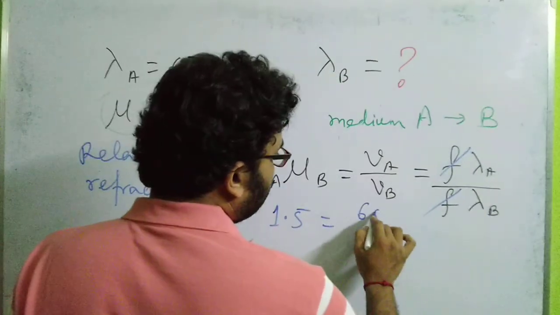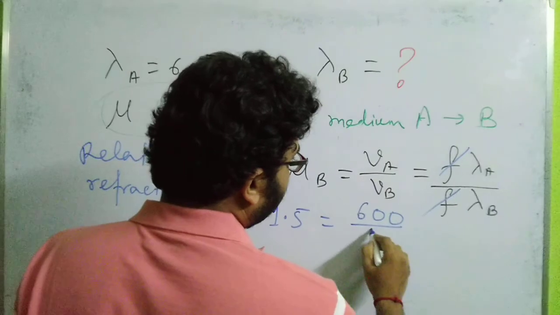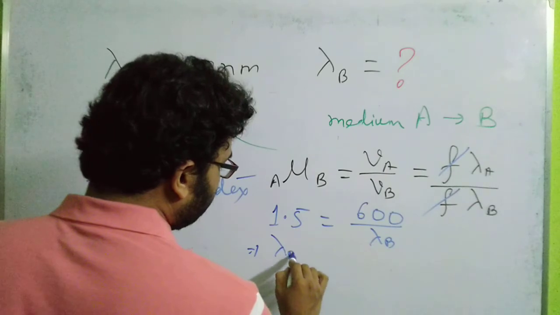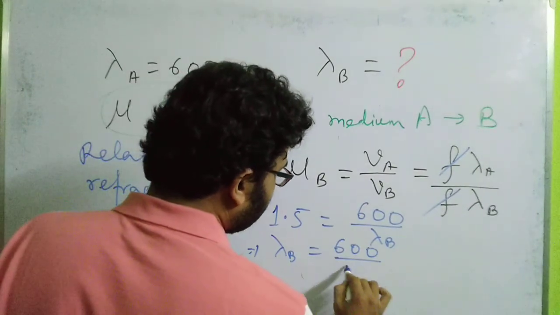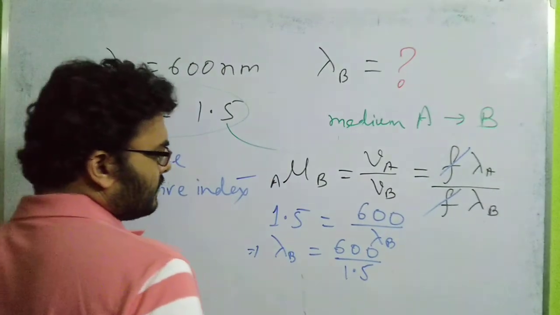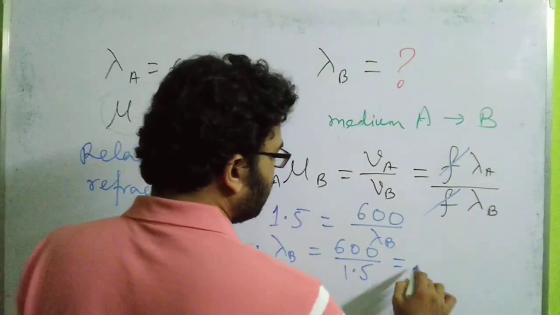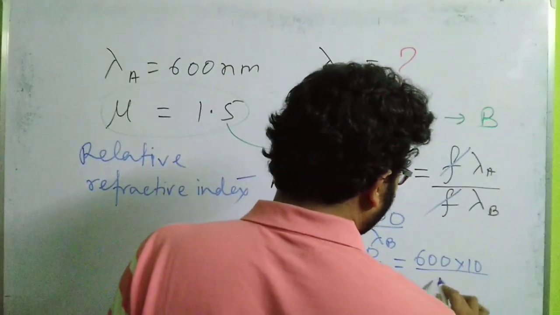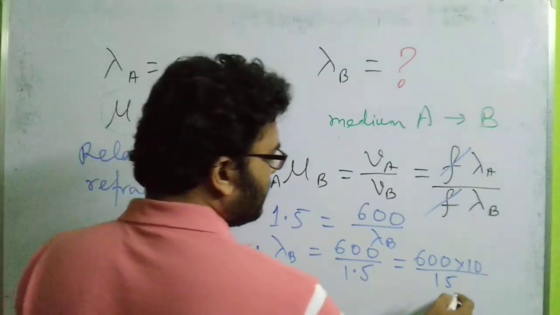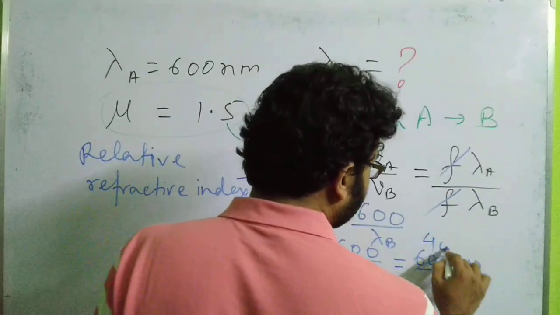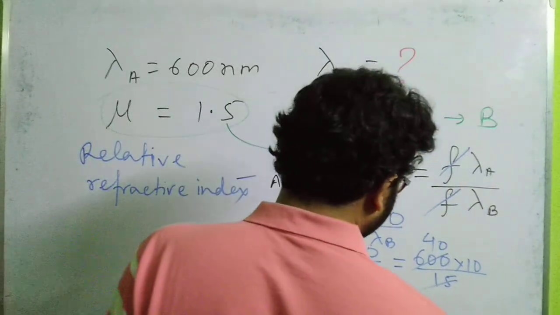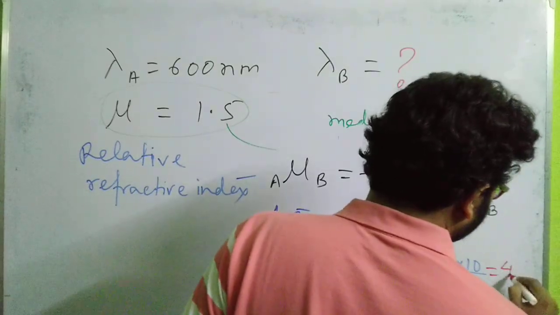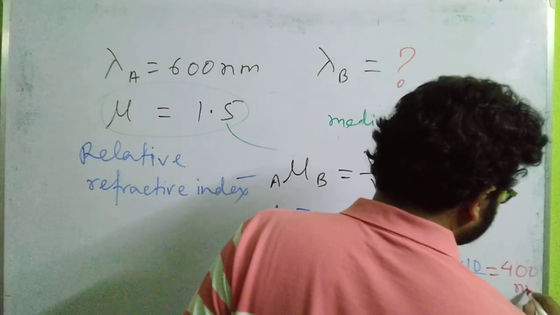Now lambda A turns out to be 600 nanometer, and I have to find lambda B. So lambda B equals 600 by 1.5. If I take the point out, I can multiply by 10 here, and the value is 15. So 15 4s are 60, I get 10 here. So it actually turns out to be 400, and the unit is nanometer.